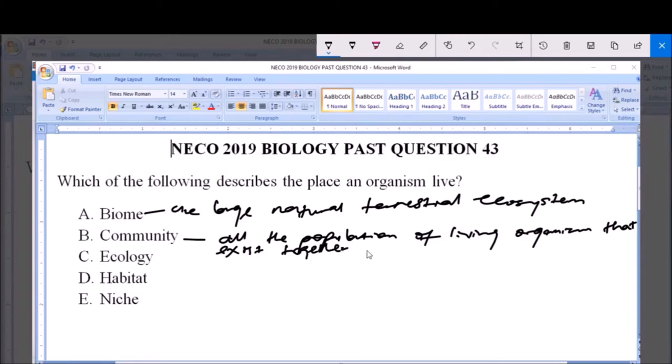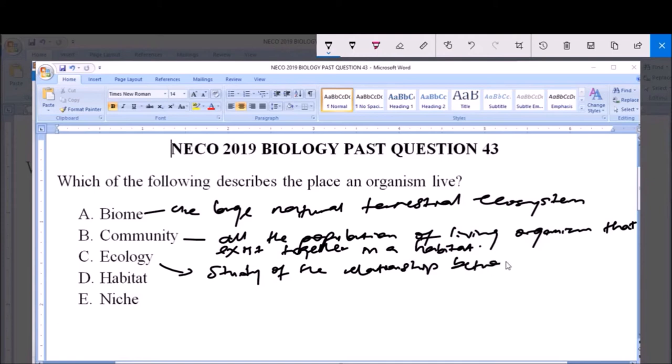That exist together in a habitat. Ecology is a study of the relationship between organisms and their environment.